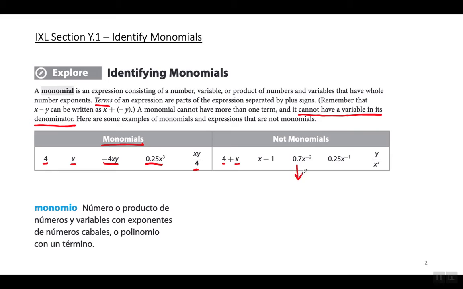This one's not a monomial because it has a negative exponent and it could be rewritten like that. And remember that to be a monomial, you cannot have a variable in the denominator. Same thing with this one. In today's IXL, they're not gonna get that specific. As long as you understand that this is a monomial, these that I'm underlining, and that these are not monomials, you'll be fine in today's IXL, okay?